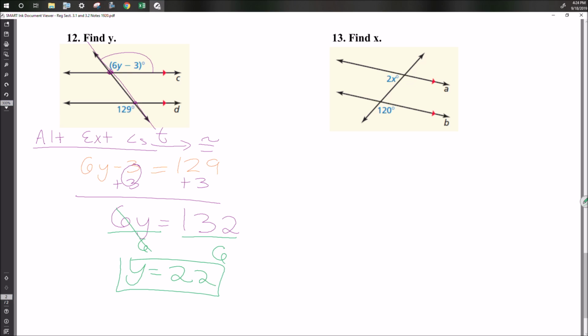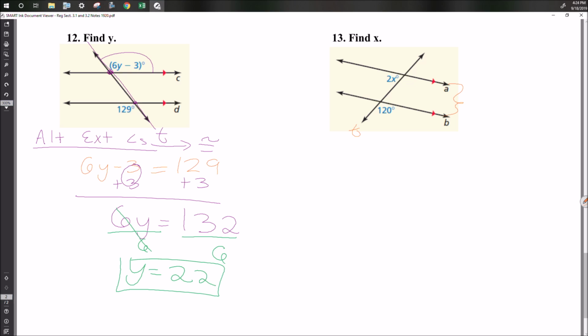Now on number 13, we notice line A and line B are parallel. We have our transversal. I'm just going to call it T, so that I have something to talk about it with. Now, these angles, I noticed one of them is in the interior, one of them is in the exterior. So they are alternate, but they're not alternate interior angles, nor are they alternate exterior angles. So right now I don't want to think about those for a second.